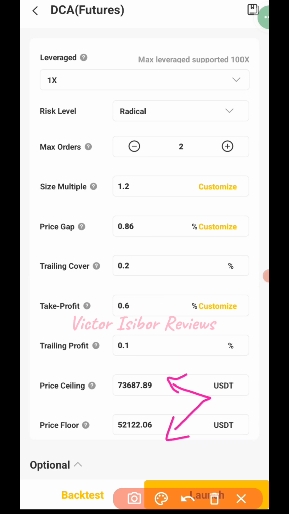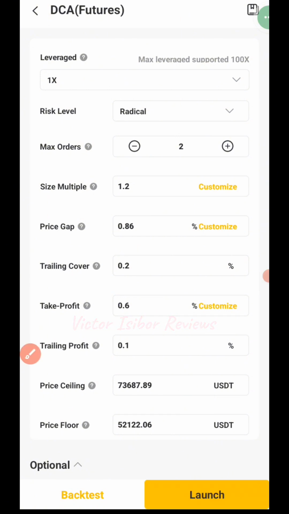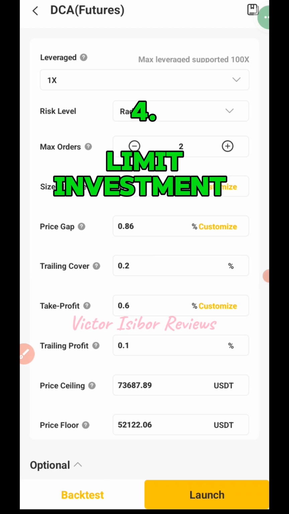Come back home. So it is as simple as that. Okay, it's a risk control measure, and it is not something you need to panic about. Now, the third one I want us to talk about is limit investment.